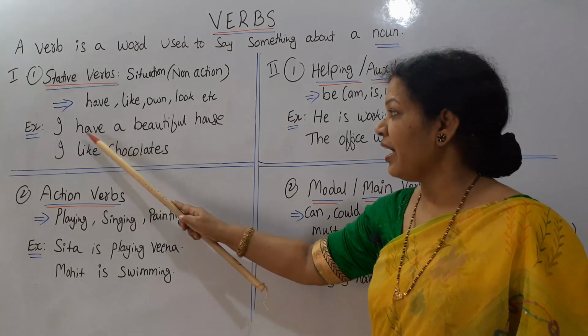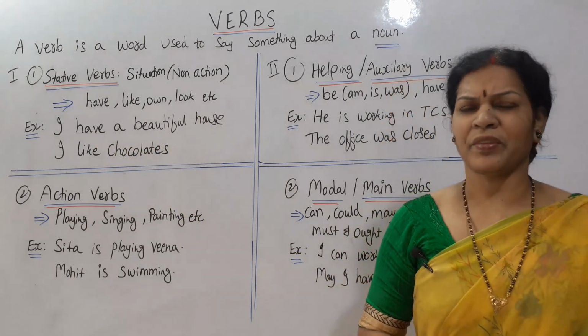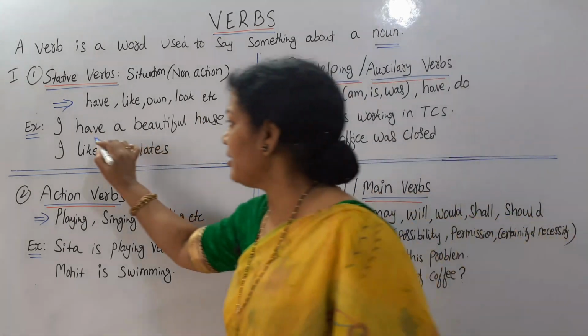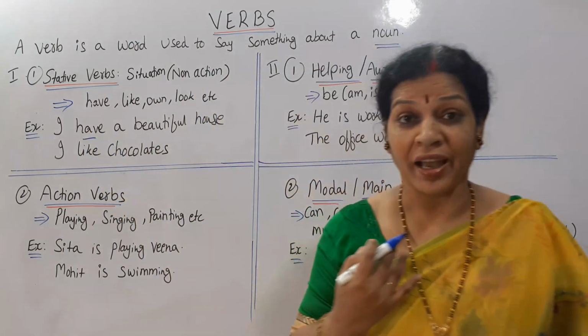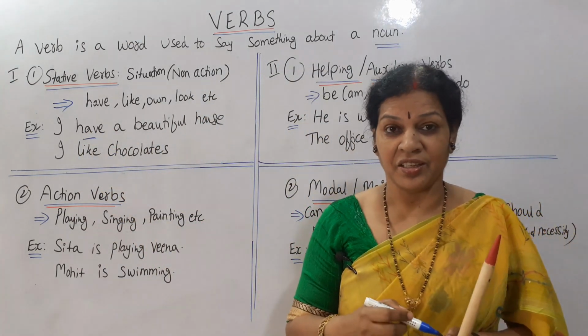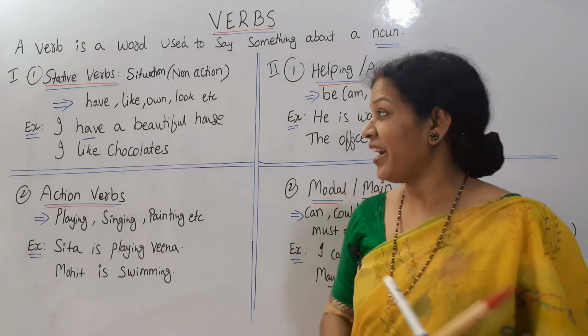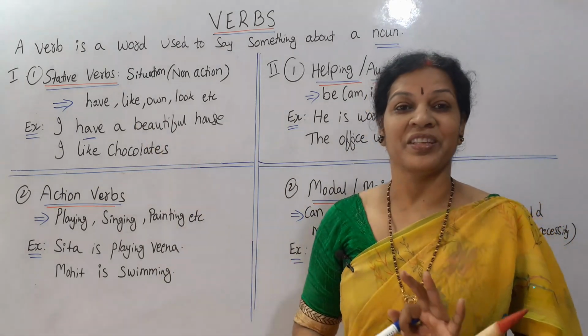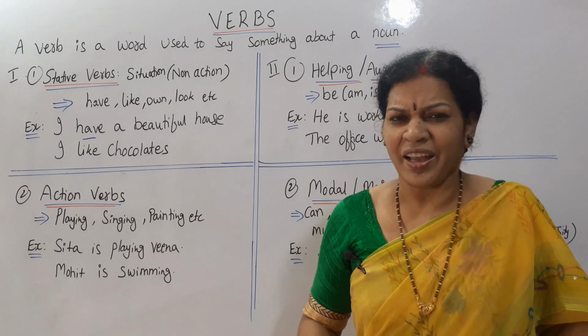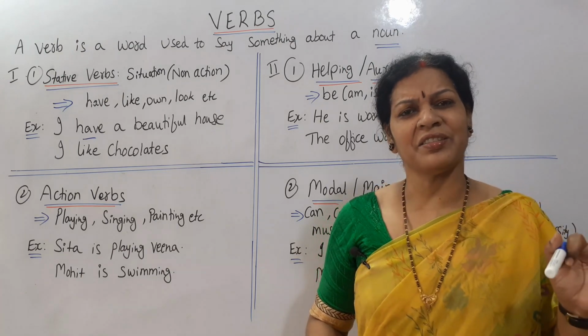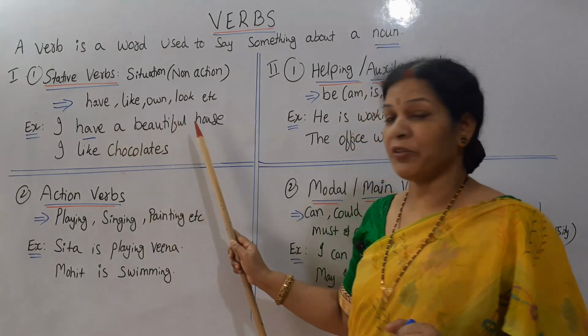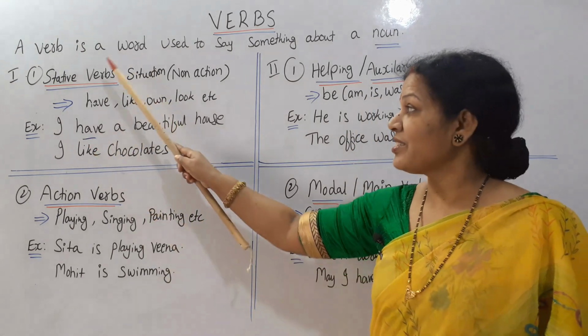Example we are taking: I have a beautiful house. I have is a stative verb here. I am saying I have. Saying 'I am having a beautiful house' is wrong. Having is wrong. Okay, I have a beautiful house. Have is the stative verb here.